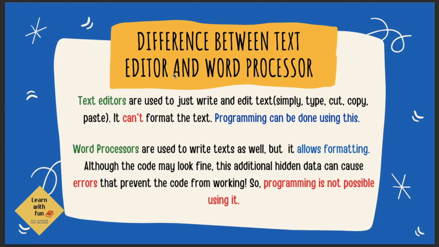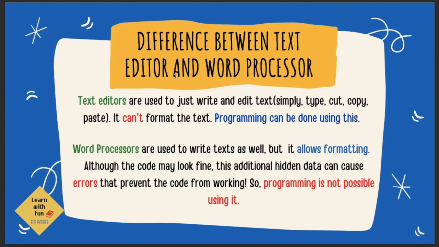Whenever we write something on a word processor, some hidden information about the type of text it is, the type of font it is using, the color, everything is stored as hidden information. So we cannot see it, but that information is still there. So if you try to run the code, it would not work properly because your computer would still read that hidden information. Programming can only be done on text editors and not on word processors.